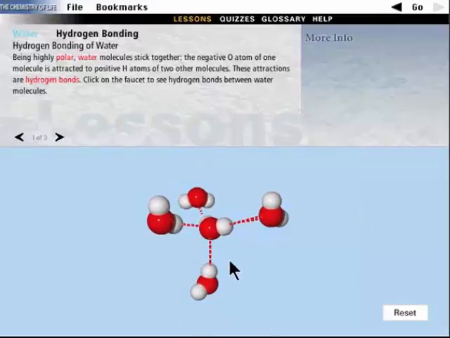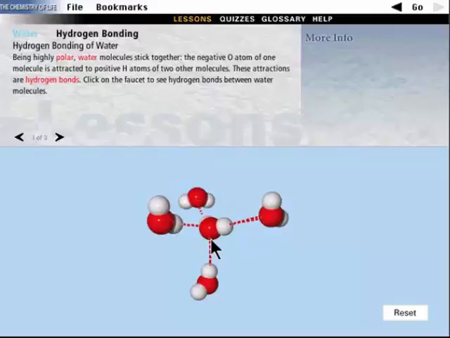So not only can water hydrogen bond, but it is also unique in that it can hydrogen bond to 4 neighboring water molecules. So I know it's not showing it here, but remember water has 2 lone pairs of electrons around the oxygen. So it has a VSEPR geometry that's tetrahedral.